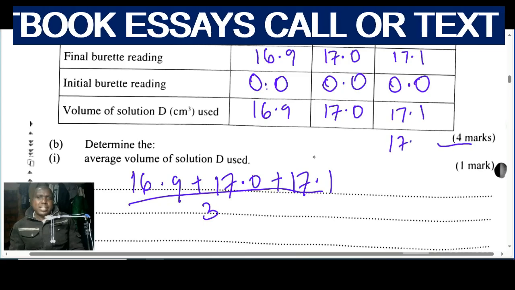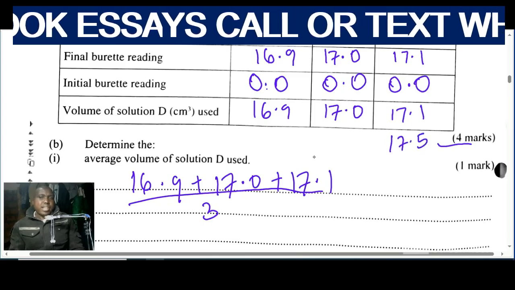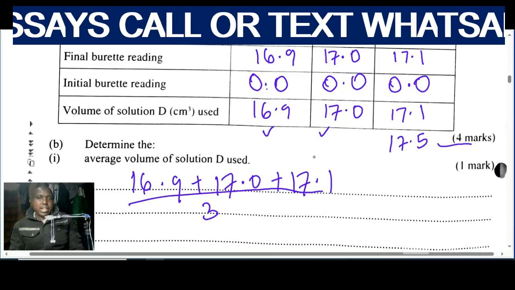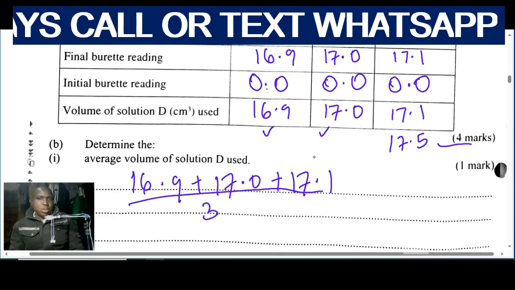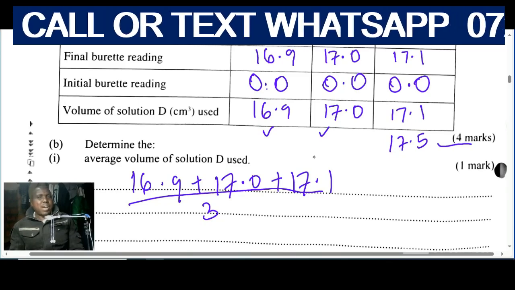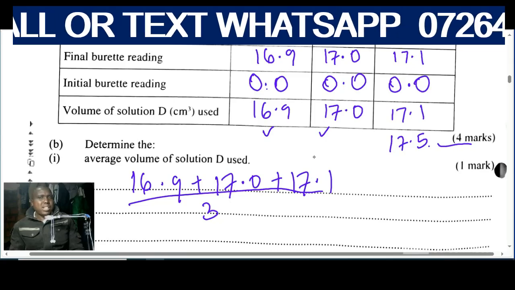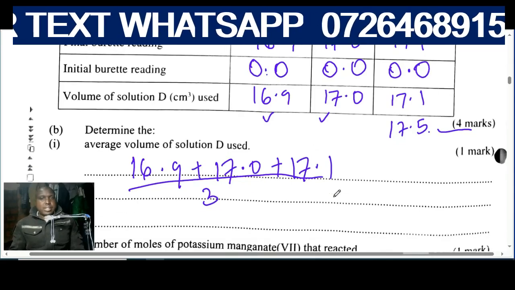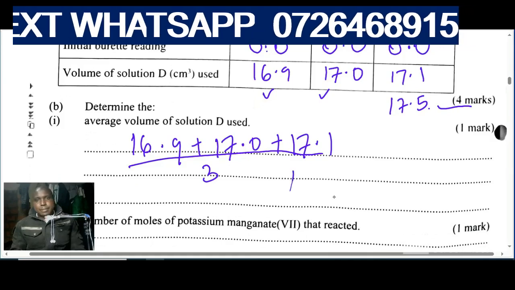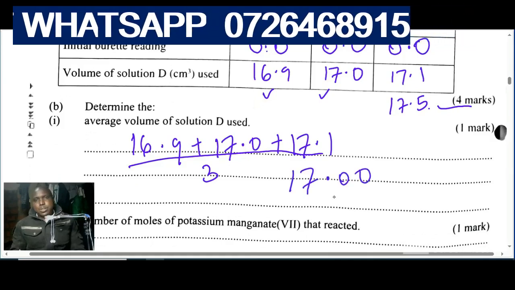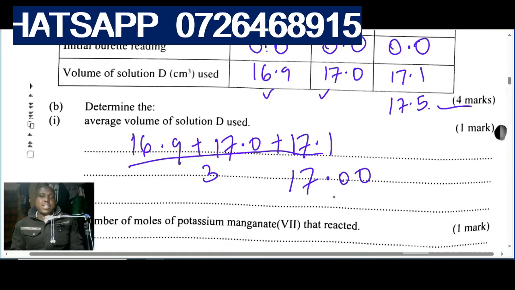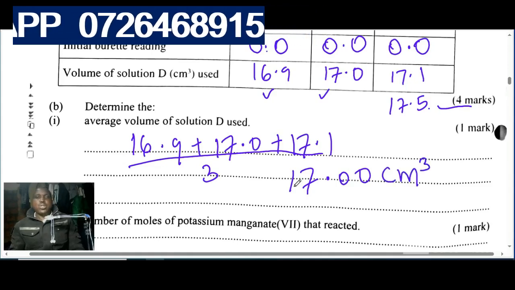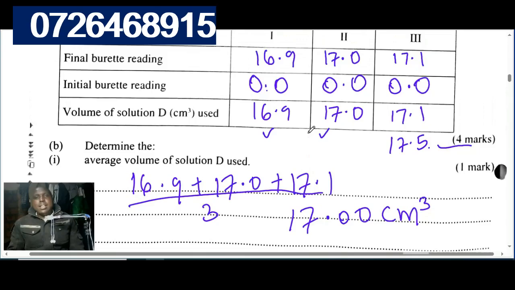For example, if there you had got 17.5, you would not do the average with 3, you would do the average with these ones only. So you are going to do 16.9 plus 17.0 divided by 2. Because this one is an outlier, it is very far away from the accuracy. Because 5.1 is very far, so you leave it out. So in this case, we are going to have 17.00. Make sure your average is in 2 decimal places, and then you write centimeters cube because that is the average of solution D used.